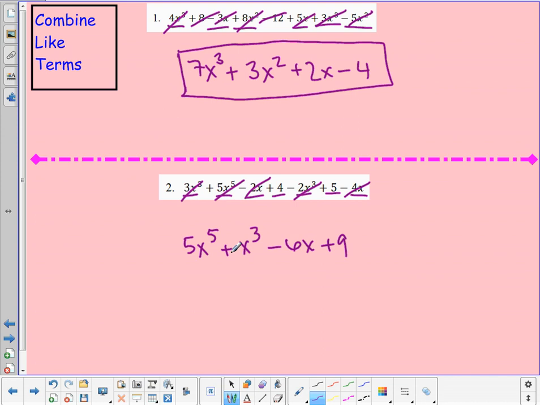Notice that my x to the 4th term is missing and my x to the 2nd term is missing. Well, if we don't have any, you don't have to fill them in. So you just skip it and move on to the next power.